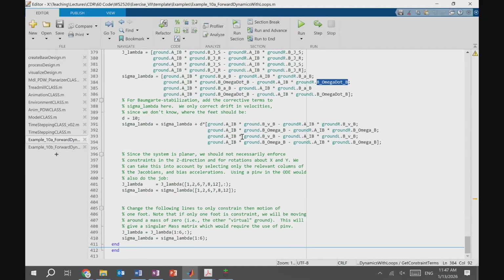Set up my Baumgarte stabilization, and then comes a bit of a pitfall. And you see here that of these 12 constraints, right? Basically, when I have a 12 by NQ constrained Jacobian, I have 12 constraints. I don't use all of them. I just pick a few: 1, 2, 6, 7, 8, and 12. Why those?